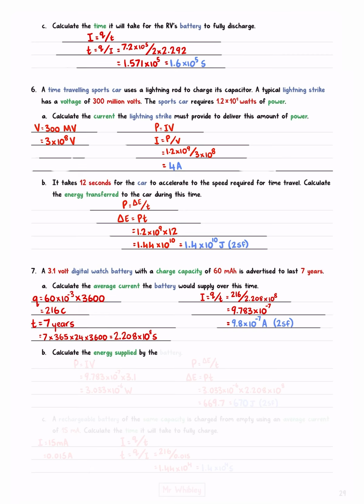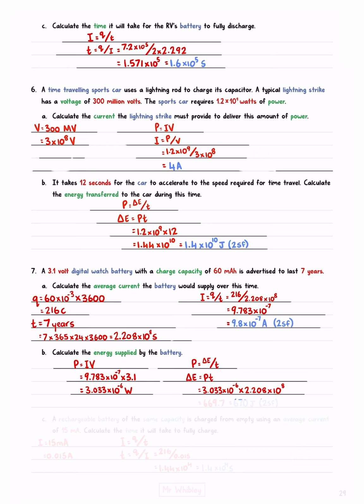Calculate the energy supplied by the battery. To do this, we first need to find our power, which we can find knowing the current and the voltage. The current we found in the last question, and the voltage we were given in the question. That gives us 3.033 times 10 to the minus 6 watts, which we can now use in our power equals change in energy over time equation, rearranged for energy by multiplying both sides by the time, putting in our power and our time, gives me 669.7 or 670 joules to two significant figures.